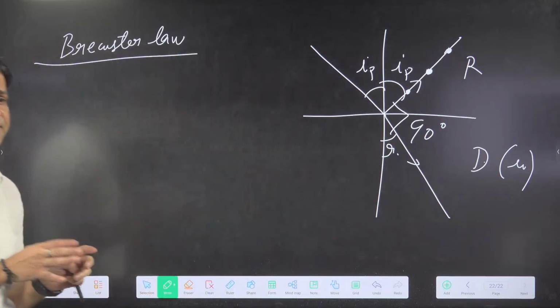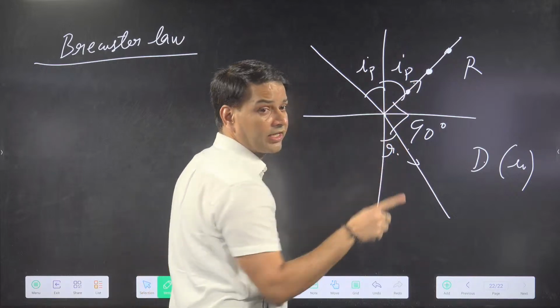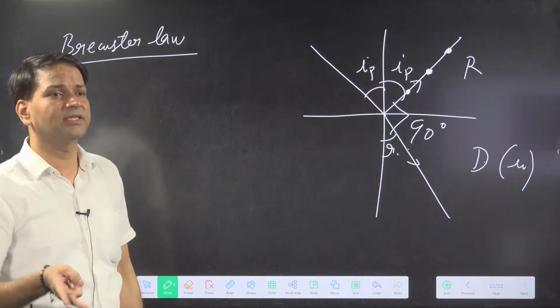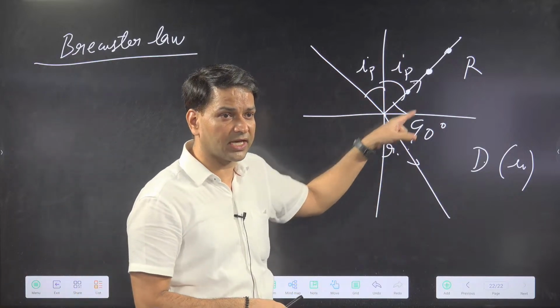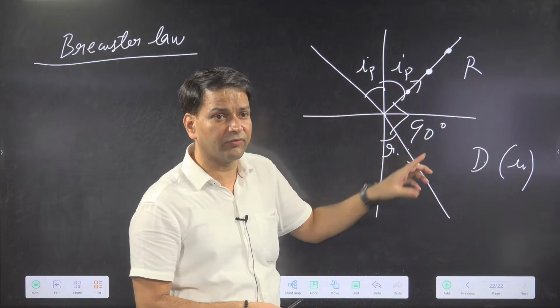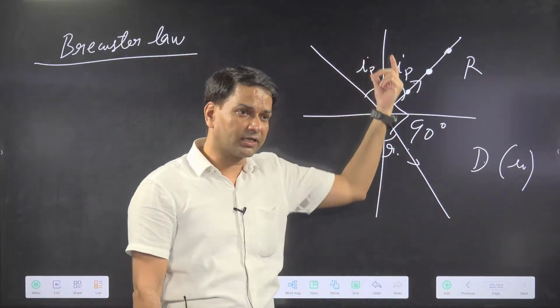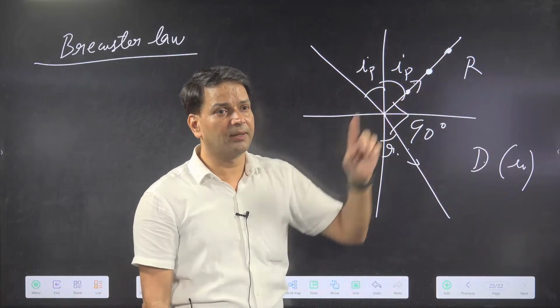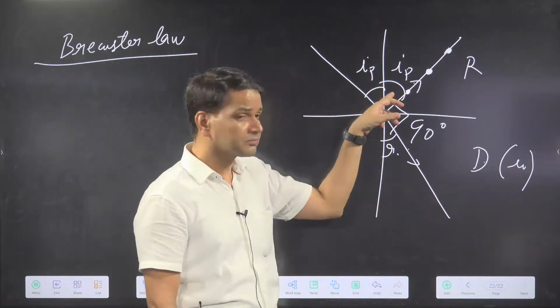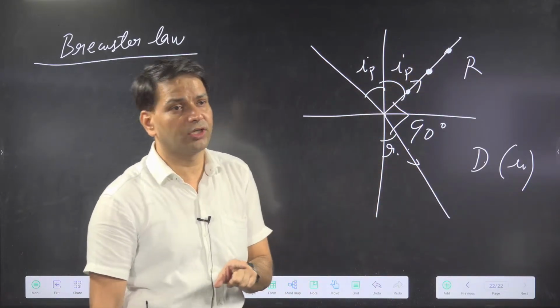When the angle of incidence is the polarizing angle, then the reflected ray and refracted ray will be at 90 degrees. What is the angle between them? 90 degrees. So they will be perpendicular to each other. So two things we have to remember. When the angle of incidence is equal to the polarizing angle, the reflected ray will be completely polarized, one thing. Second thing, the reflected ray and refracted ray will be perpendicular to each other.